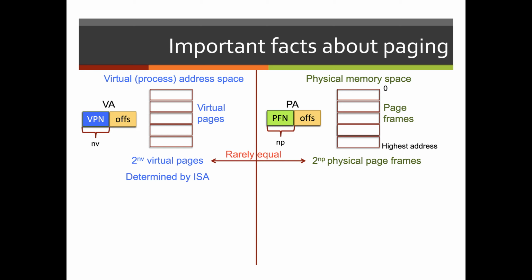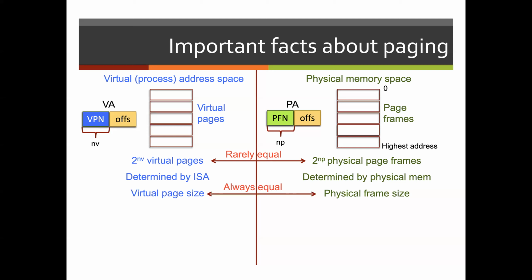And so the physical memory space, of course, is going to be what controls how many physical page frames that we'll have. And unlike the virtual pages and the physical page frames, we'll always have the same number of virtual page size and physical frame size.